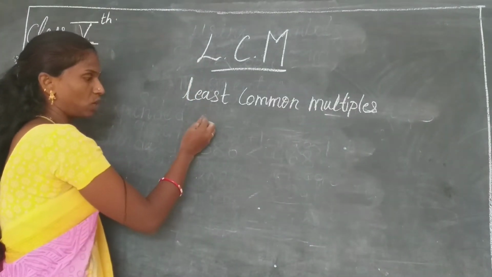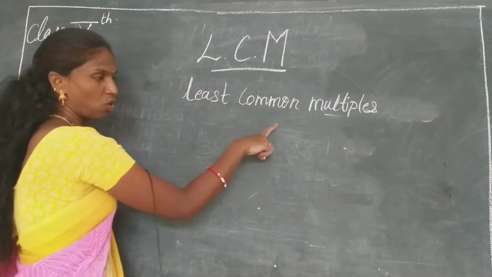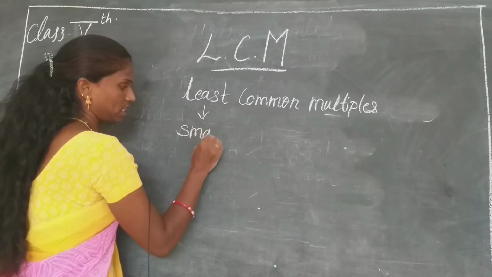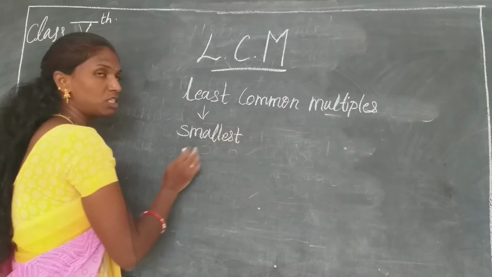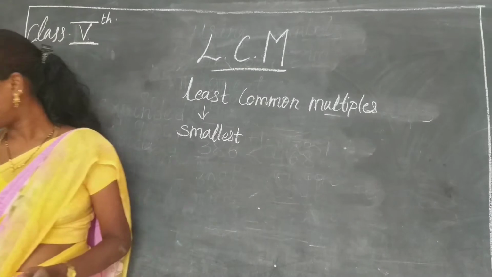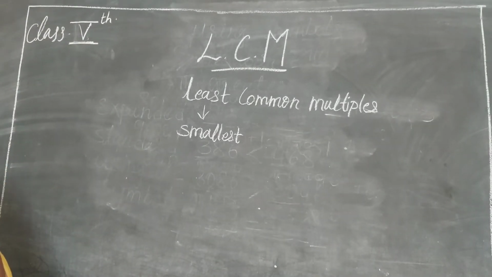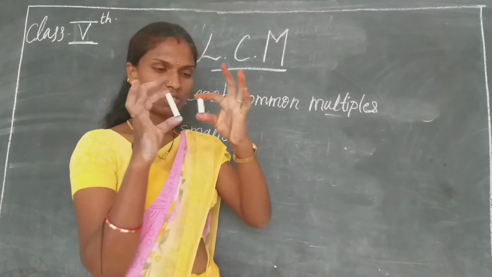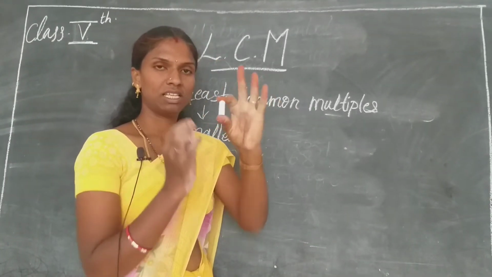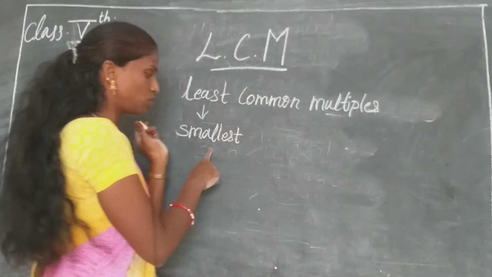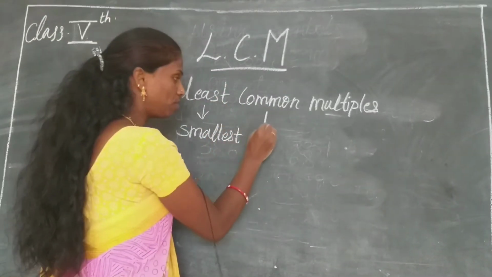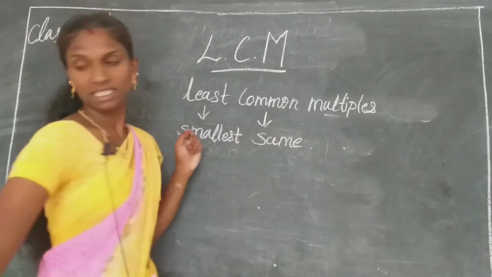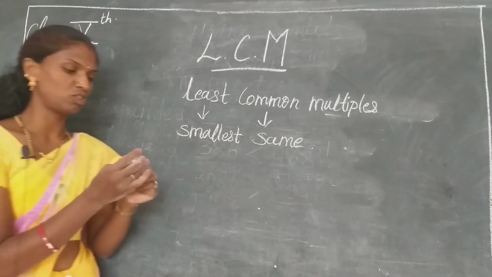So least means what? LCM means least common multiples. Least means smallest. For example, here I have taken two chalk pieces. Among these, which is the least? This one. So smallest. Least means smallest. Common means what? Same. Common means same. So here I have taken the chalk pieces.